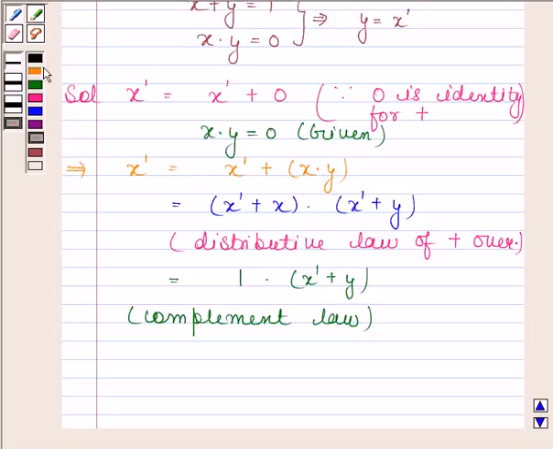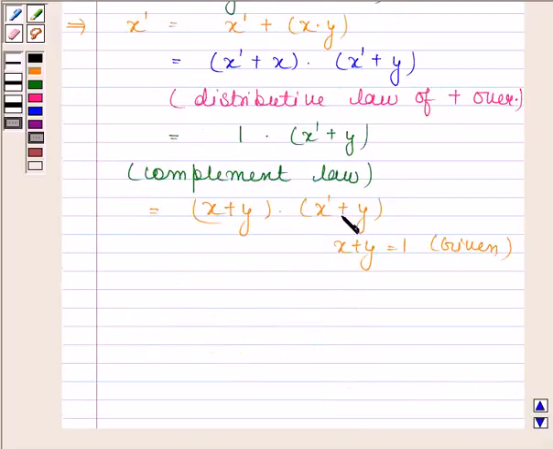Now in the question we are given that x plus y is equal to 1. So we have x plus y dot x complement plus y. Now this is equal to y plus x dot x complement plus y by commutative law for plus.